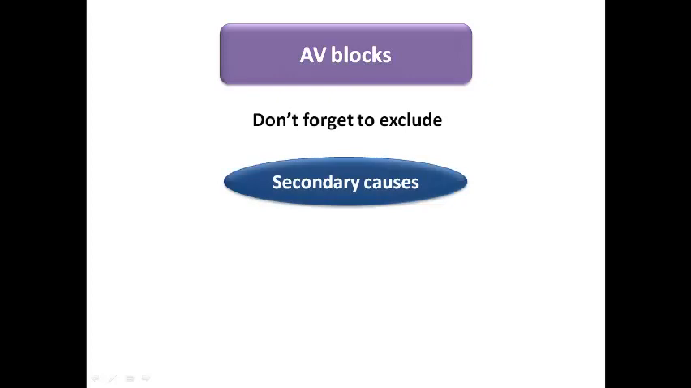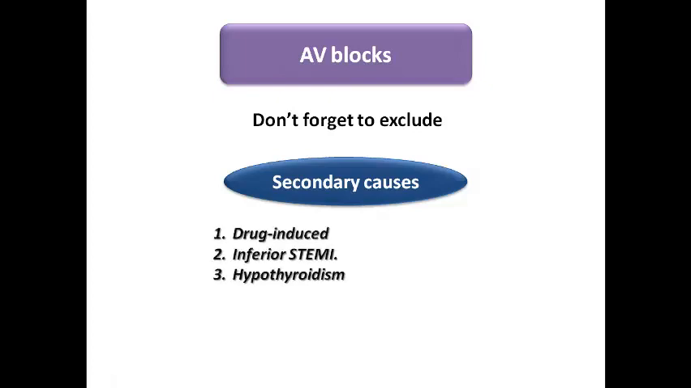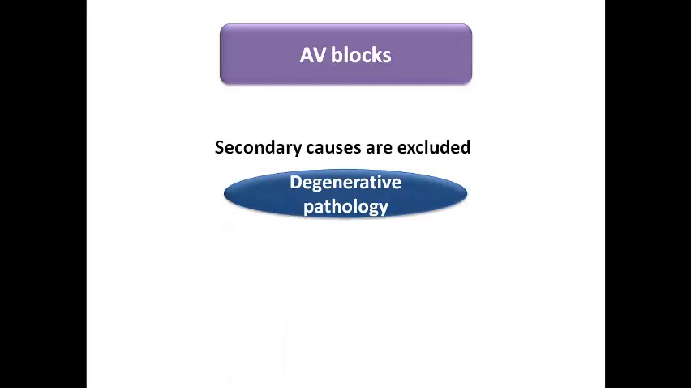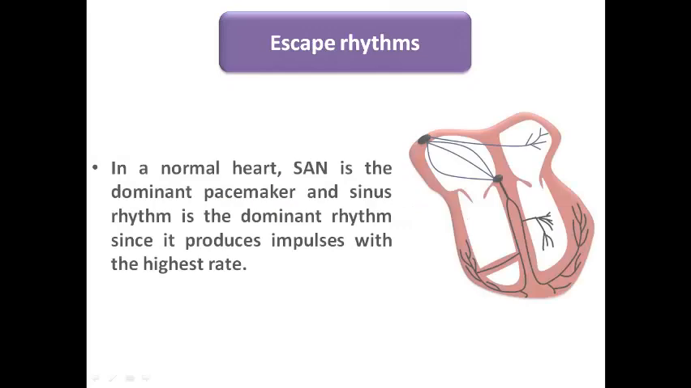So, of course, in dealing with any patient with AV block, don't forget to exclude secondary causes like drug-induced, like inferior STEMI, like hypothyroidism, like severe hyperkalemia, like post-operative, post-ablation or Lyme disease. And if all secondary causes are excluded at the time, I can decide that this AV block is due to degenerative pathology. And this is very important before deciding whether this patient needs permanent pacemaker or not. If this arrhythmia is caused by secondary causes that may be correctable, or it is an irreversible pathology that cannot be corrected, and so I can think of whether this patient would need permanent pacemaker or not.